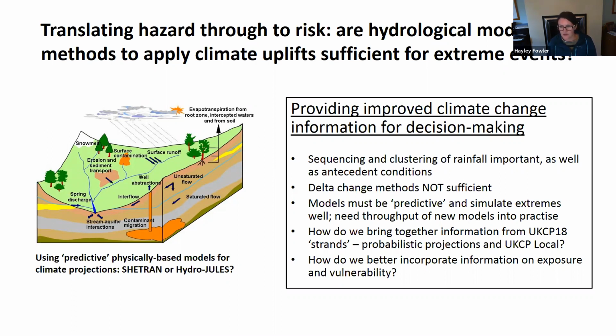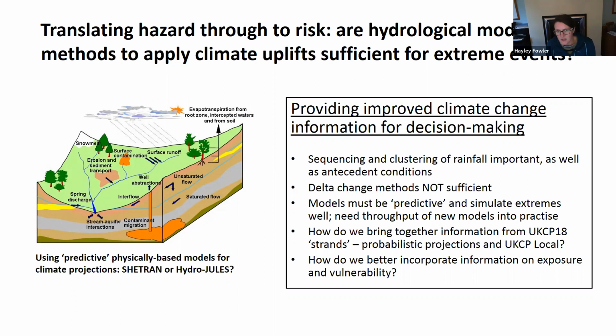and you might be able to actually have a full system of climate and hydrology connected up rather than using offline hydrological models. The other thing at the moment is that, as I said previously, we use quite simple methods to translate our climate science through to impacts, and particularly when we're thinking about hydrological impacts, we apply simple climate uplifts, which we've got from flow response surfaces through things like Future Flows. We don't think about the sequencing and clustering of rainfall, which is very important for flooding, as well as the antecedent conditions. And certainly these delta change methods that we use at the moment are not sufficient.